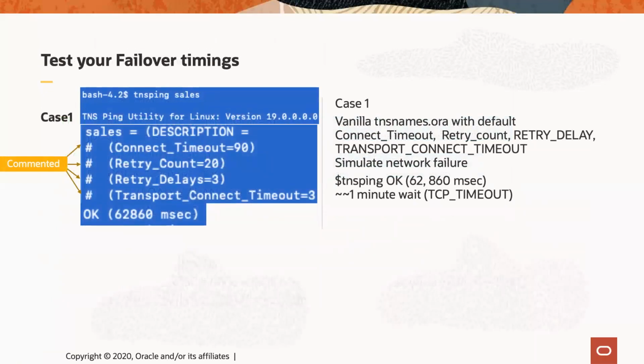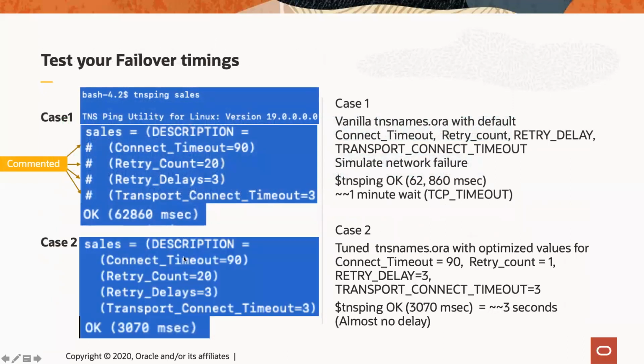Always test your failover timings, as I've done here. So I've commented out these timings, and you could see that my TNS ping took about a minute, which is essentially what is the TNS or TCP timeout. But once I made sure that those connections are there, there's almost no timeout wait, so it's almost instantaneous.